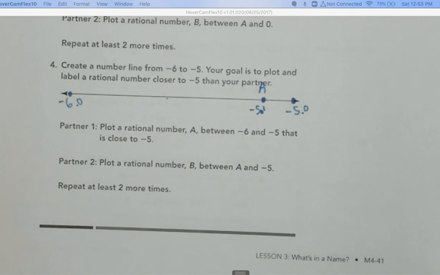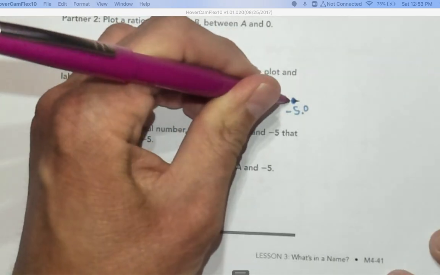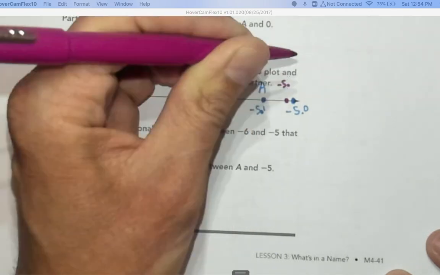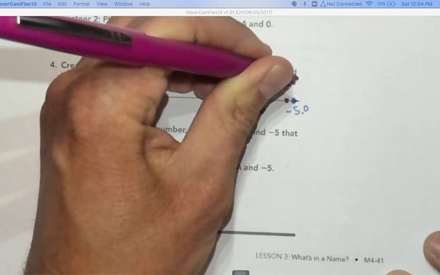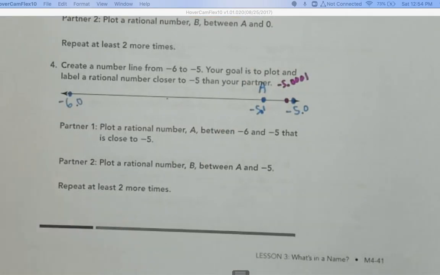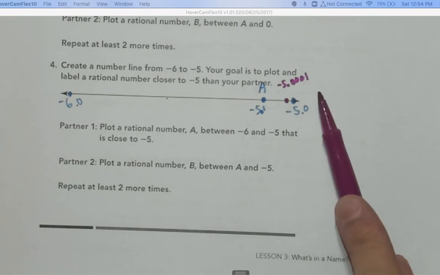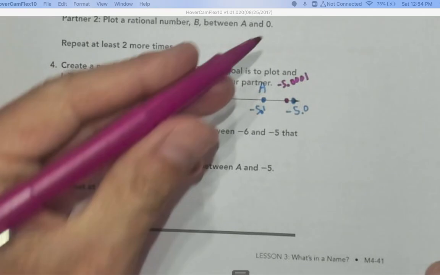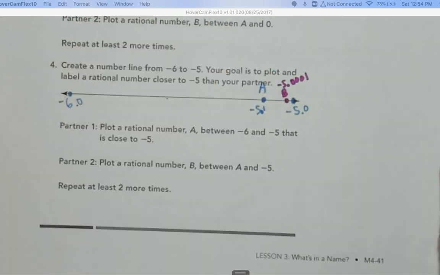All right. Then I want to put as my point negative 5.0001. So I'm going to put negative 5 and 1 ten-thousandth. You have to say the number the right way for it to go on the number line. Did I say mine the right way? I don't remember. Okay, I'll say it again. Negative 5 and 1/10.